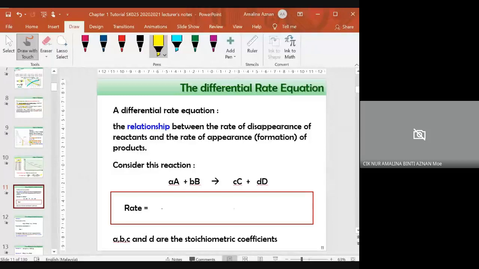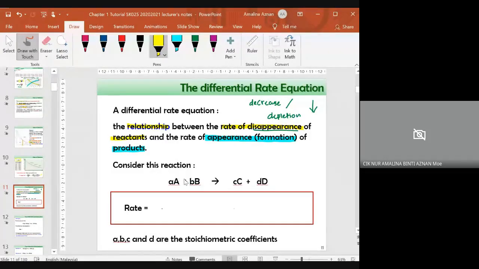Okay, now this is the important part for you to know: how to write the differential rate equation. So what is the differential rate equation? It is the relationship between the rate of disappearance, or sometimes the wording will use, take note, decrease or depletion. Okay, all of these mean the same thing: decreasing. The rate of a certain species of your reactant decreasing. And then for formation, it means your product, appearance or formation. So that is usually the term used for product. For reactant, usually we use rate of disappearance, rate of decreasing, rate of depletion. Those are the common phrases.